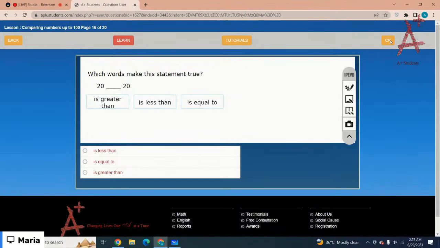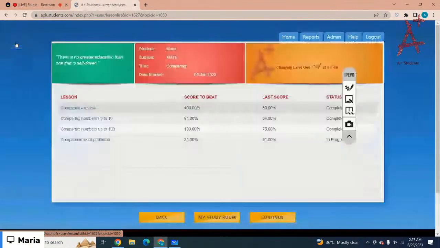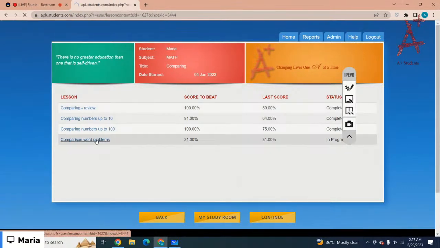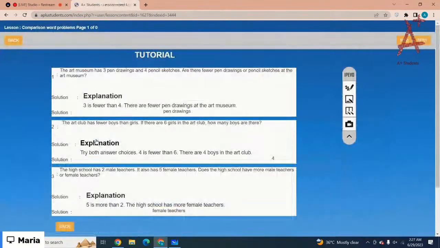Okay, you can complete the test. Let me just move on to the next lesson. Okay, the next one is comparison word problems. Let's just start with the first one.